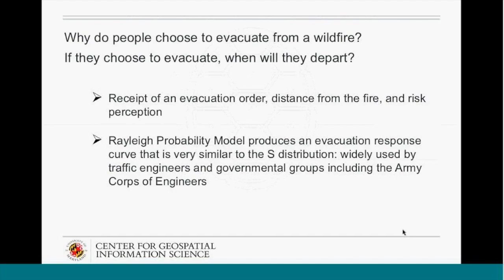So it's always a good thing when your actual observations, your empirical data, matches a commonly used model used to model the evacuation process.